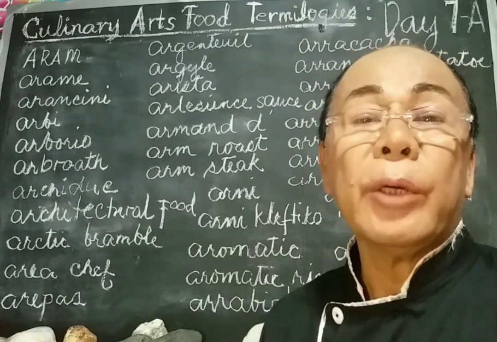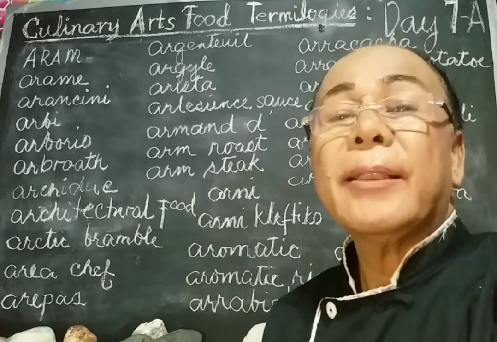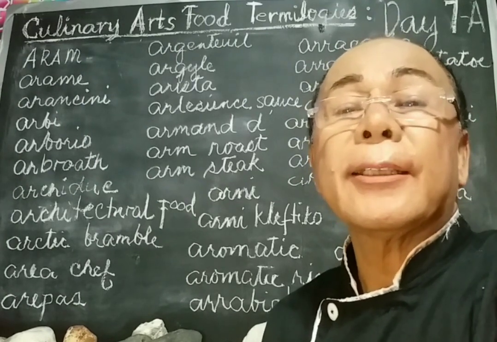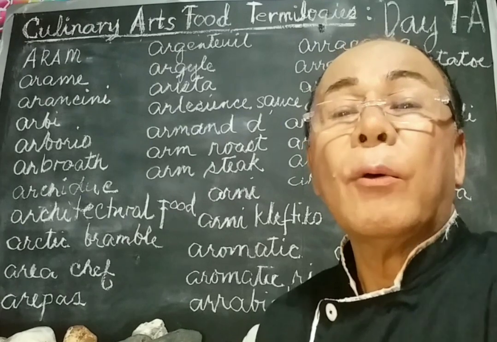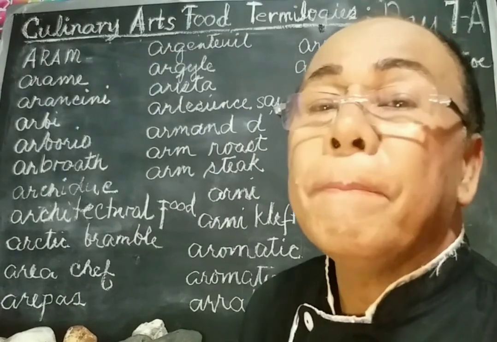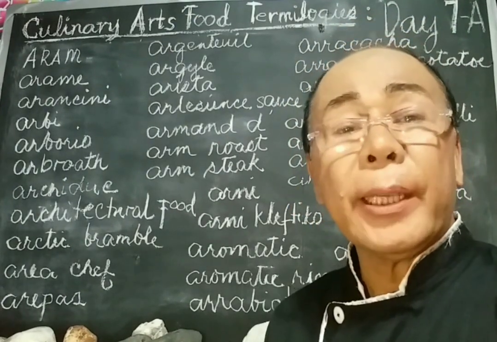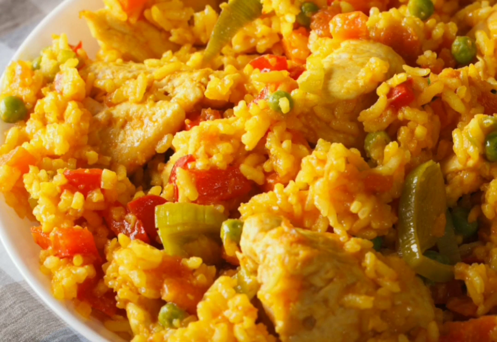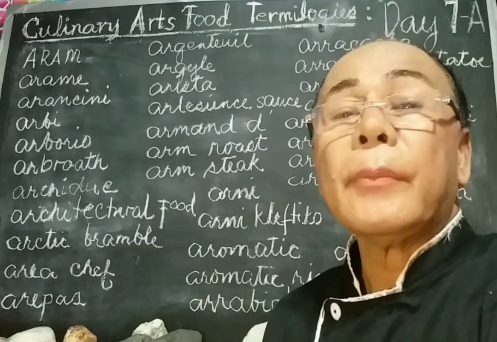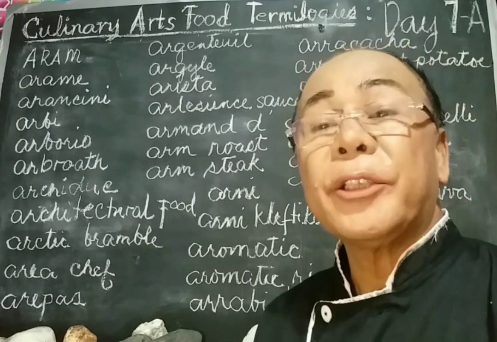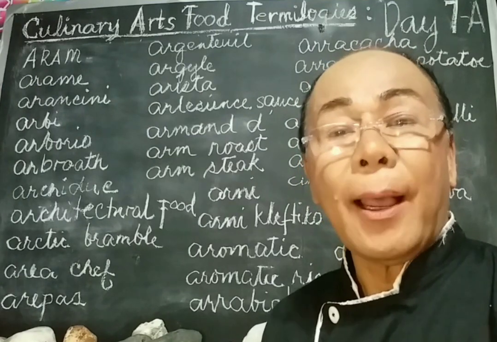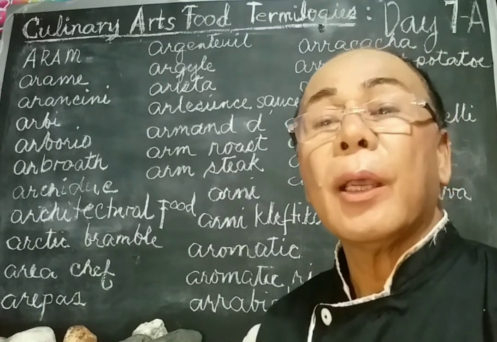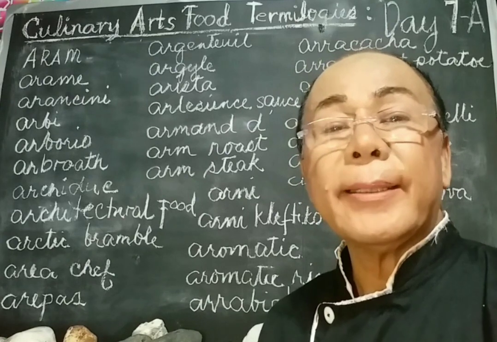Again, next word we have the arroz con leche. This Spanish term refers to rice pudding. The arroz con pollo refers to a Spanish and Mexican dish of sauteed chicken simmered with tomato, stock, saffron, sherry wine, and seasoning.